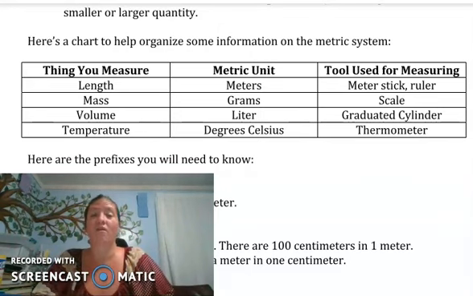Our volume, the three-dimensional space an object takes up, we measure in liters. And for this, we use a graduated cylinder. It has all of the milliliters marked on it. When we have irregular shapes, sometimes we have to use the displacement method, where you submerge it in water and you can see how much space that object took up. And then finally, for temperature, we use degrees Celsius, and we use a thermometer for that.